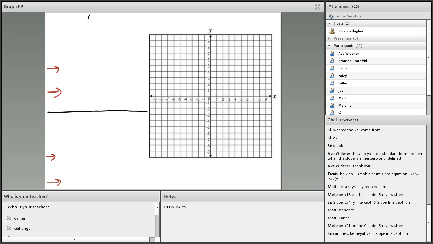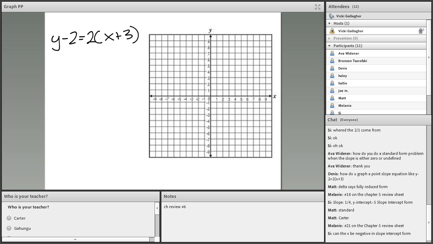Oops, that is not what I wanted to do. Okay. So the question was, we want to graph y minus 2 equals 2 x plus 3. And so this is point slope form. y minus y1 equals m, x minus x1.